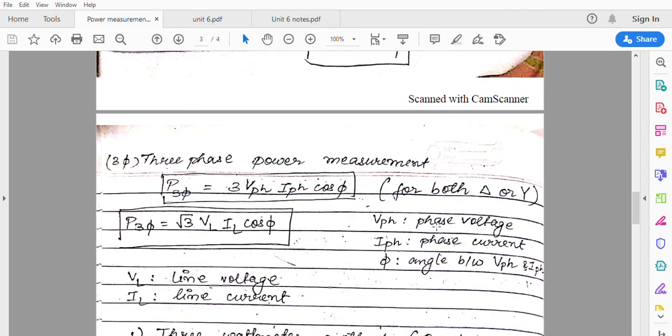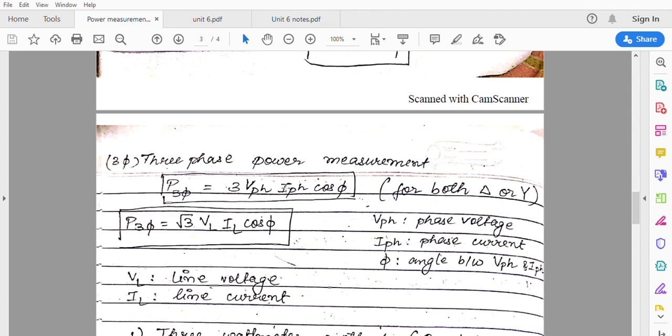Before going to power in 3 phase, what was the equation of 3 phase power? If you recall the basics of 3 phase in the lecture video, you will see it for both the delta connection and star connection, because 3 phase can be connected both ways, in delta or star. The 3 phase power was given as 3 into V phase I phase into cos phi, where V phase was the phase voltage, I phase was the phase current, phi is the angle between V phase and I phase, and cos phi is the power factor.